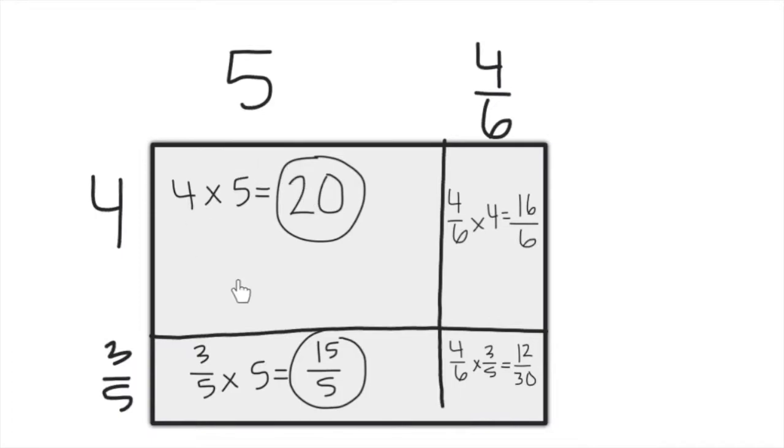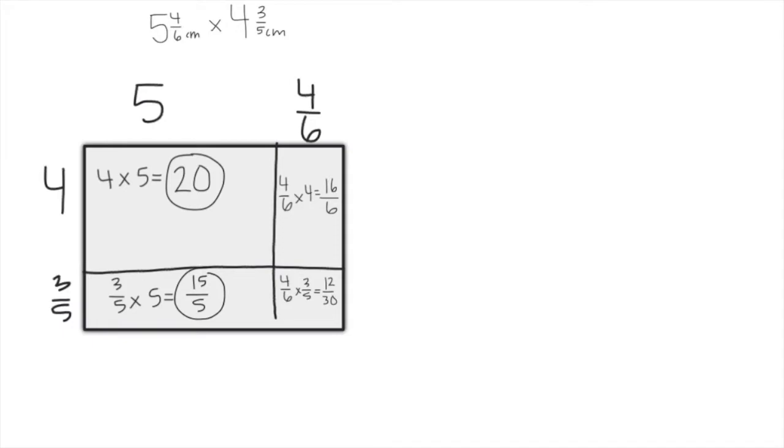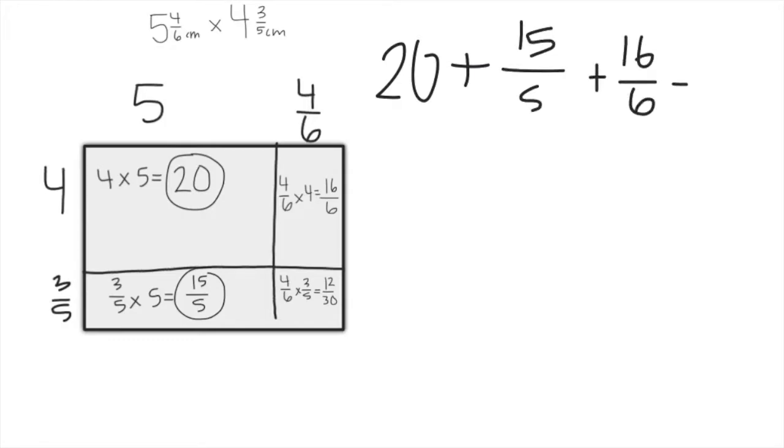4 times 5 is 20 for this box. For this rectangle, I have 4/6 times 4, and I get 16/6. For this box, I have 3/5 times 5, and I get 15/5. And for this box here, I have 4/6 times 3/5, which gives me 12/30. Now, I need to add all those up together to get my final area. So I need to add 20 plus 15/5 plus 16/6 plus 12/30.